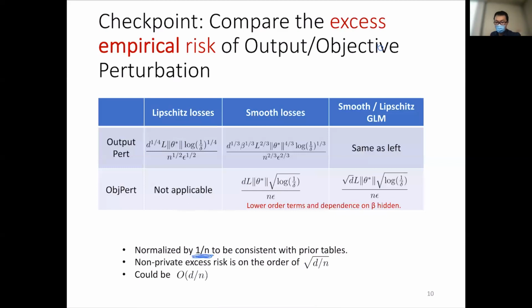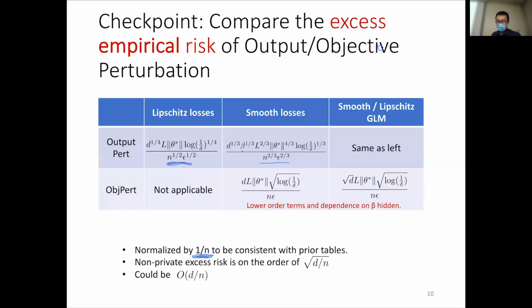So in the Lipschitz loss cases, we get this rate, 1 over square root of n times epsilon. And if we, in addition, assume that it's beta smooth, then beta appears in the numerator, and we can get an improvement over the previous bound. Then you get n to the power of 2/3. And when we, in addition, assume that the problem is a generalized linear model, it doesn't actually make a difference for the output perturbation.